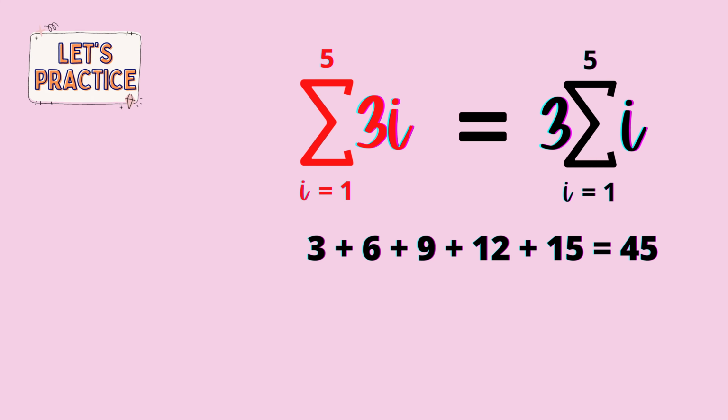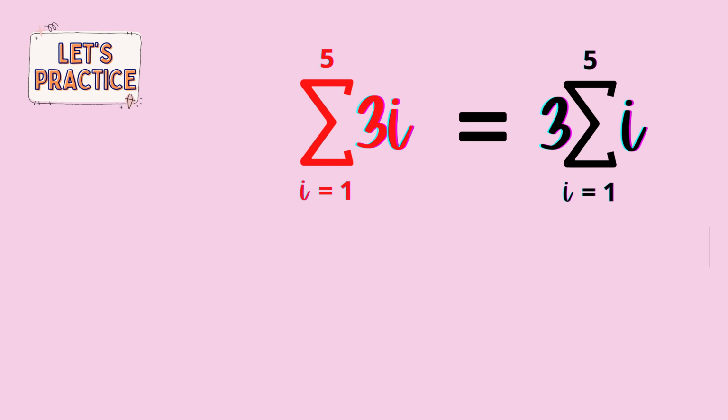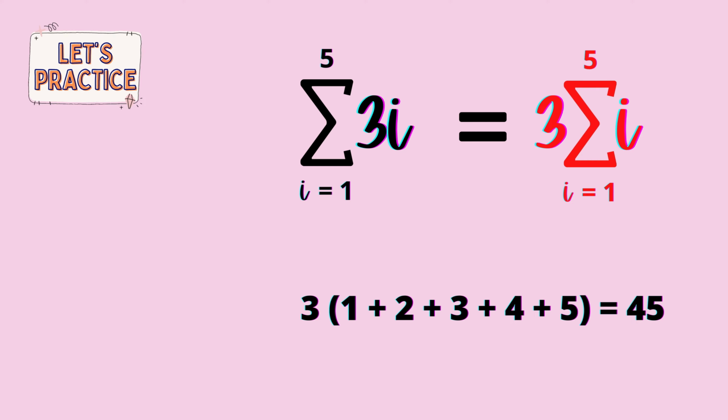The summation of 3i on the left, when i is equal to values from 1 to 5, can be expanded as 3 plus 6 plus 9 plus 12 plus 15, which is equal to 45. Meanwhile, 3 times the summation of i, when i is substituted by values from 1 to 5, can be expanded as 3 times 1 plus 2 plus 3 plus 4 plus 5, which when simplified, is also equal to 45.